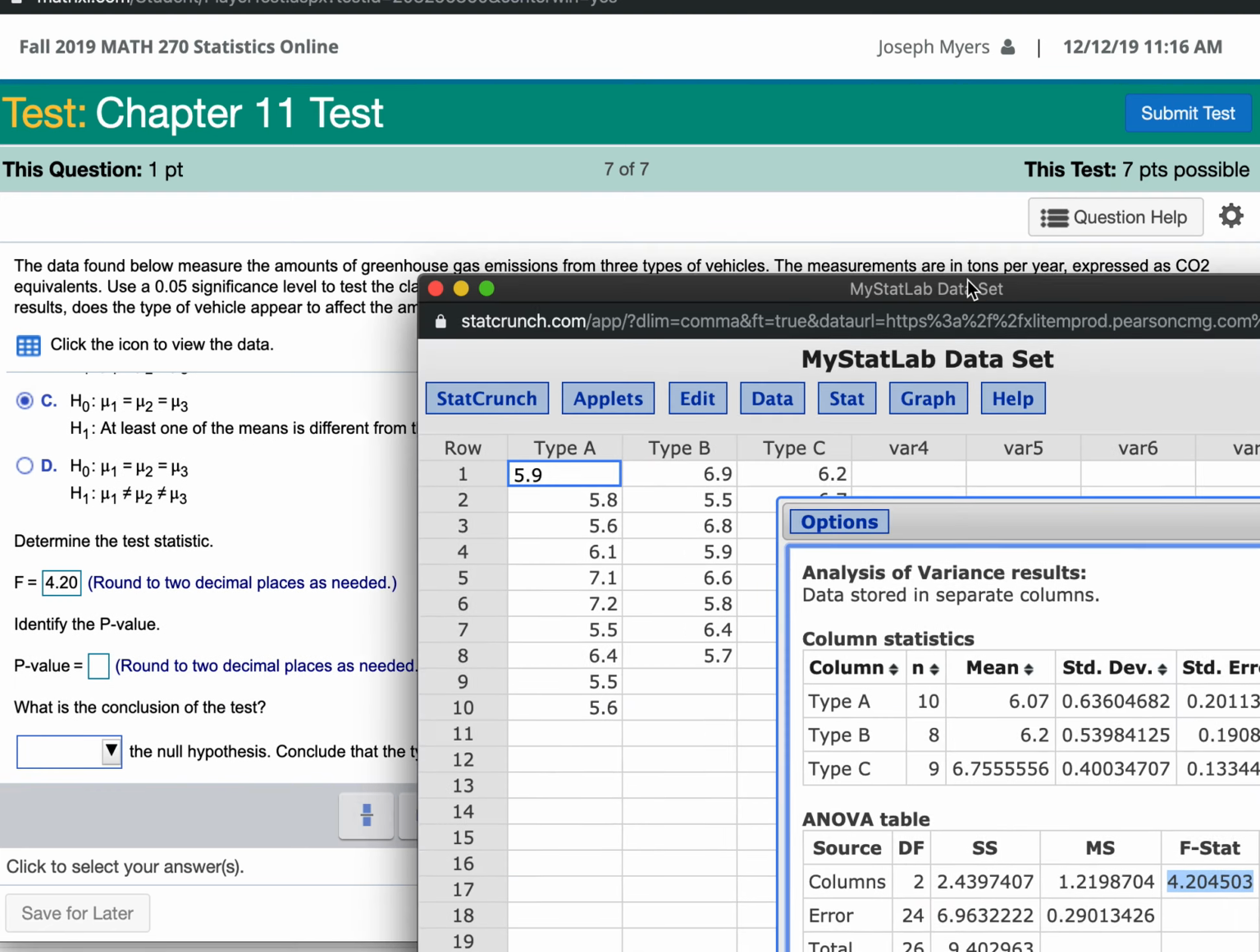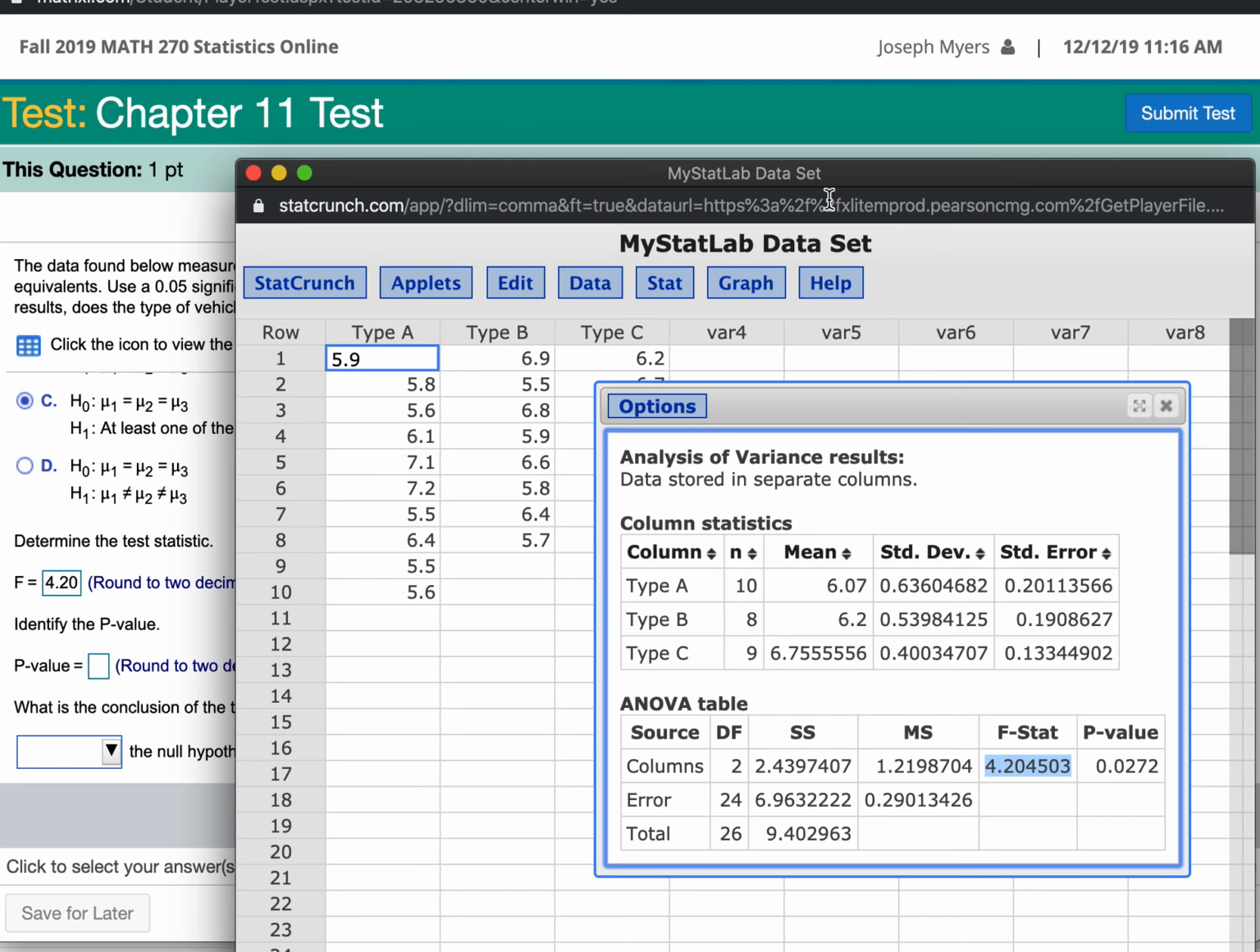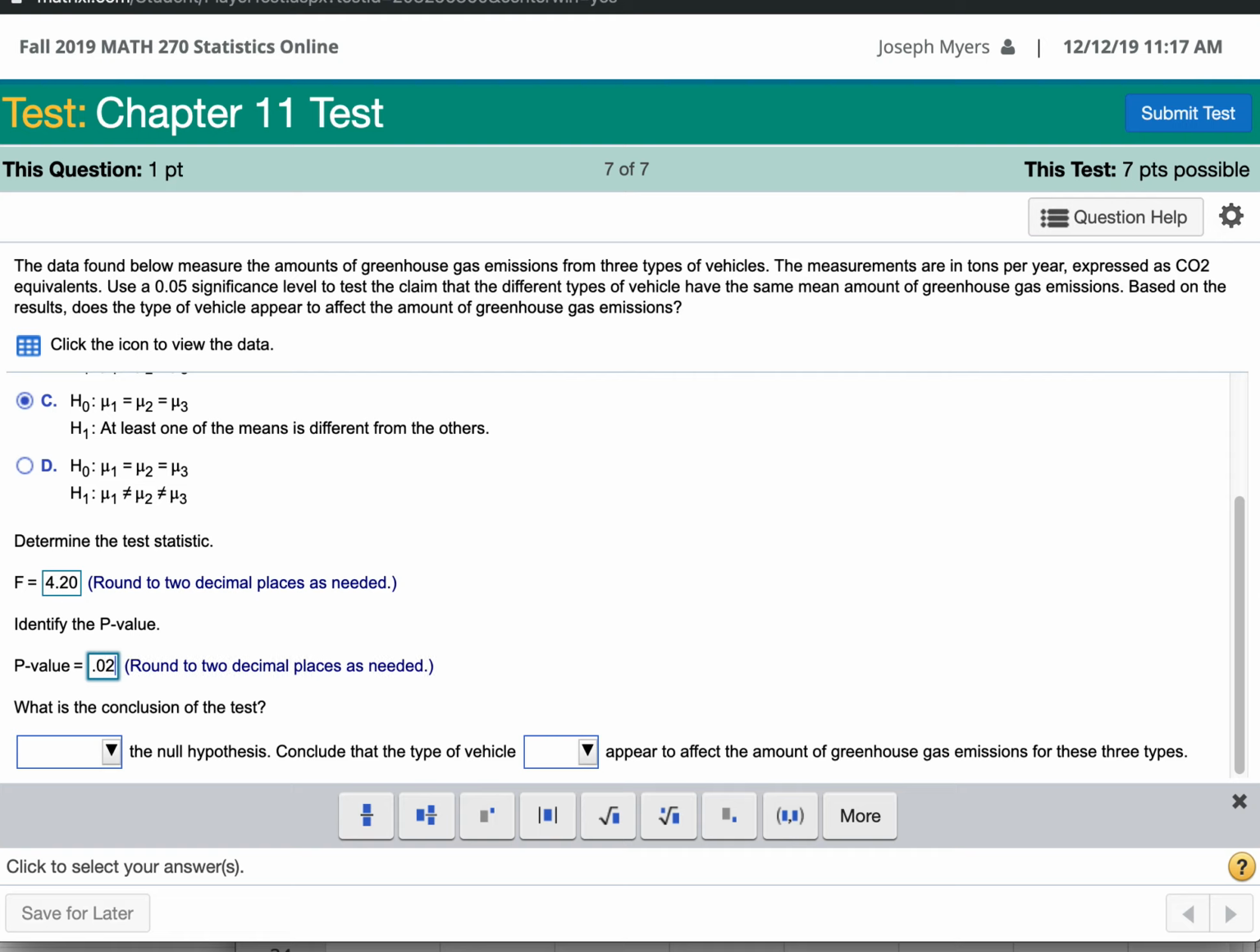The p-value is 0.0272, which will round up to 0.03. And since the significance level is 0.05 and 0.03 is less than 0.05, I will reject the null hypothesis, which means that at least one of them has a different mean, so the type of vehicle appears to be different, so it appears to affect the amount of greenhouse gas for these three types.